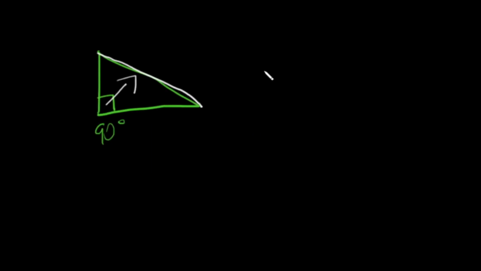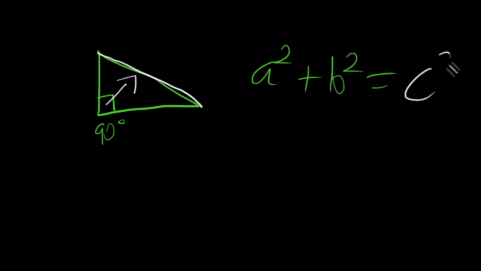The equation for the Pythagorean Theorem is a squared plus b squared equals c squared, where a and b are the legs of the triangle and c is always the hypotenuse. So this side would have to be c, as it is the hypotenuse, the longest side, which is opposite 90 degrees. The other two are interchangeable. It doesn't matter which one is a and which one is b, as long as these are the two legs of the triangle as opposed to the hypotenuse.